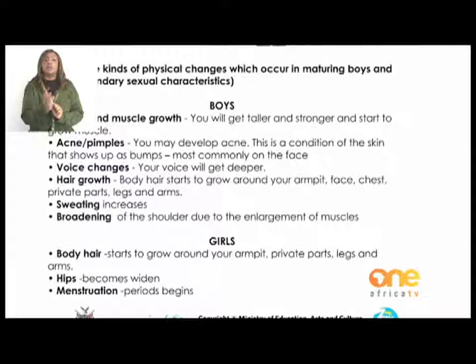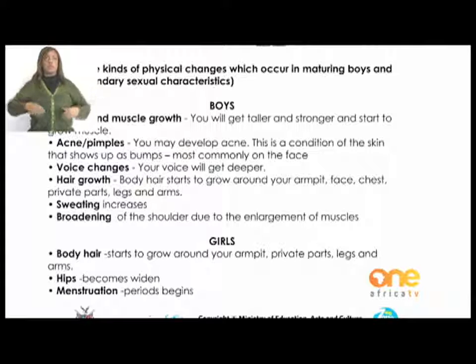Height and muscle growth. How do we explain them? You will get taller and stronger and start to grow muscles. Acne or pimples, you may develop acne. This is a condition of the skin that shows up as bumps, most commonly on the face. Voice changes. Your voice will get deeper. Hair growth, body hair starts to grow around your armpit, your face, your chest, your private parts, legs, and arms. Sweating increases. Broadening of the shoulders due to the enlargement of muscles.